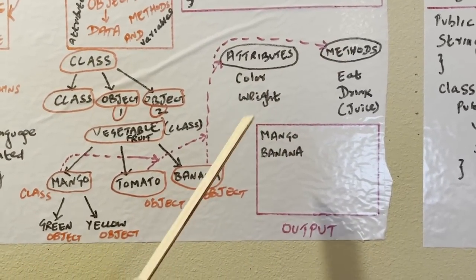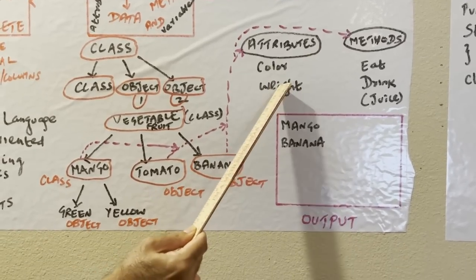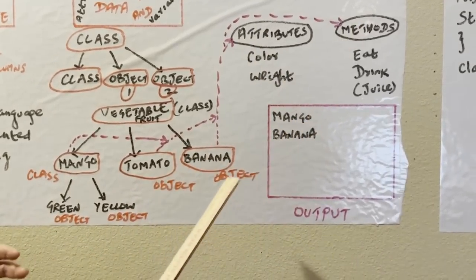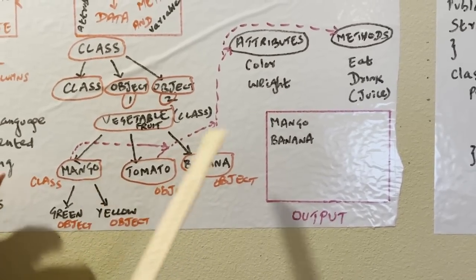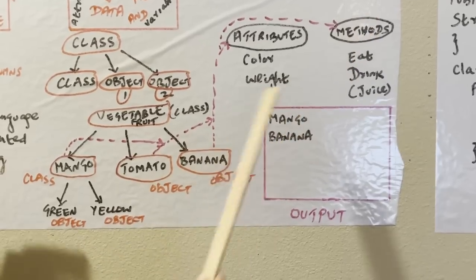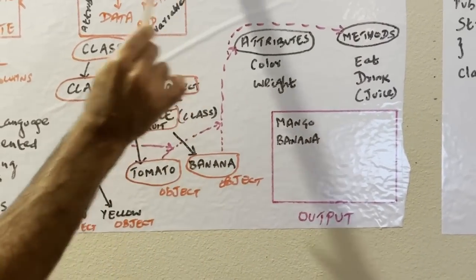And each will have attributes and methods. For example, if we talk about mango, what is the color? What is the weight? It's different. Those are the attributes. Methods: what do we do with mango? We can eat it, put some juice and drink it. Those are the methods. This is conceptually how objects are organized. So let's see the program.